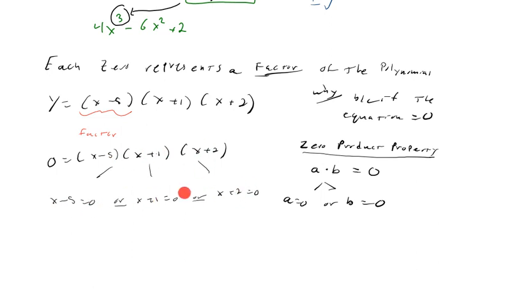And so I am solving these equations. I'm saying, okay, this has to equal 0. If I add 5 to both sides here, x has to equal 5. That's one of my choices. Or if I subtract 1 here, x has to be equal to negative 1. Or if I subtract 2, x has to equal negative 2. And so these 3 possibilities are the zeros of my equation.